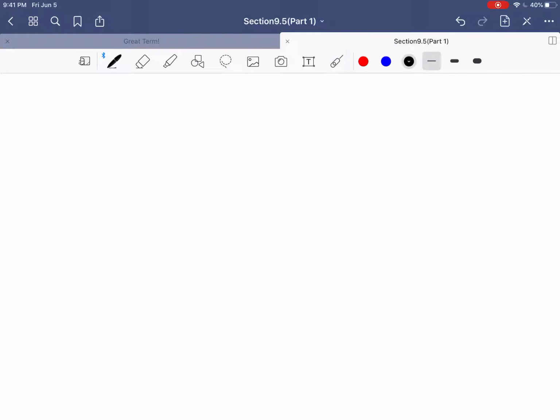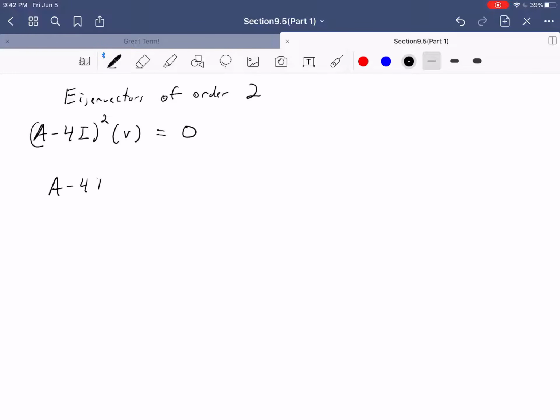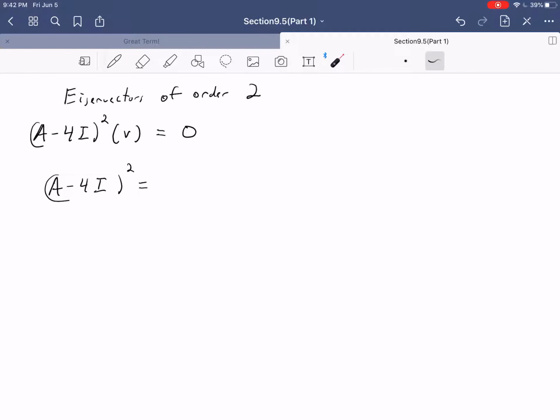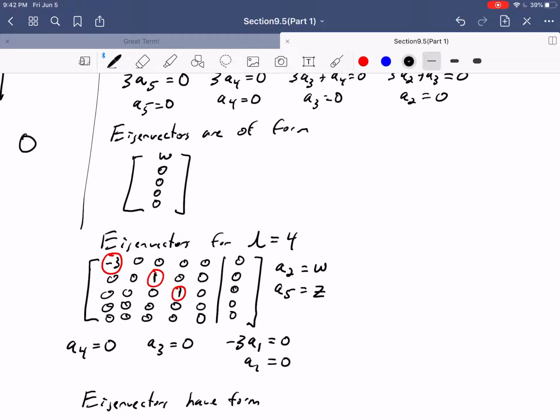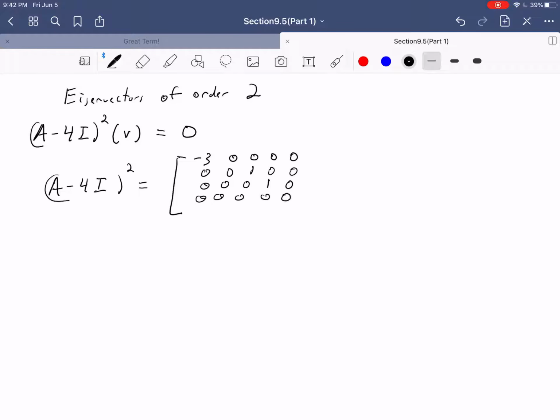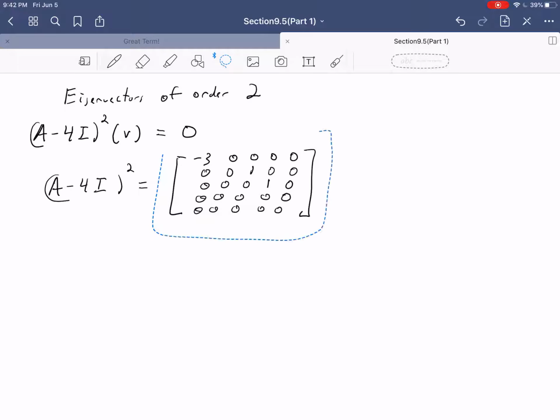So let's talk about the eigenvectors of order 2. So let's consider (A minus 4I) squared of v equals 0. So what is (A minus 4I) squared? Well, A minus 4I was this thing, so we've got to multiply that with itself. So it looks like we're taking minus 3, 0, 0, 0, 0, right? And then 0, 0, 1, 0, 0, 1, 0, 0. And then 0, 0, 0, 1, 0, so 0, 0, 0, 1, 0. And then all zeros. And then I think the bottom was also all zeros. Yep, all zeros. Okay, and we'll just make this easy so we don't have to rewrite it. We'll just copy that and paste it with itself.